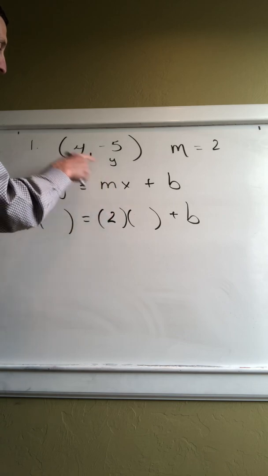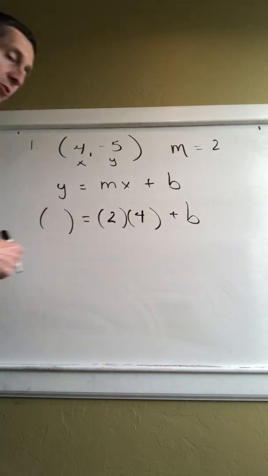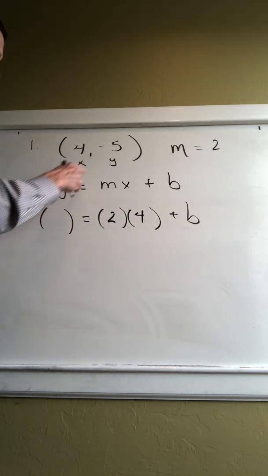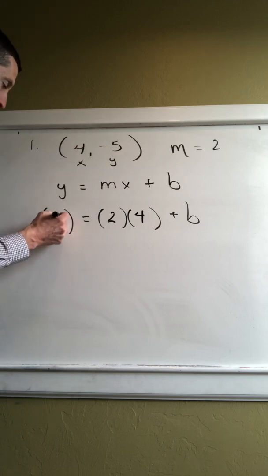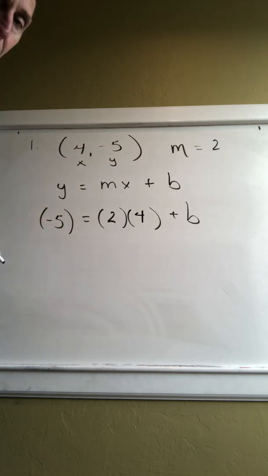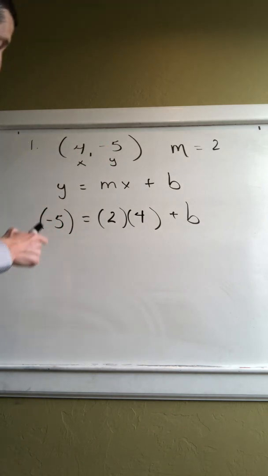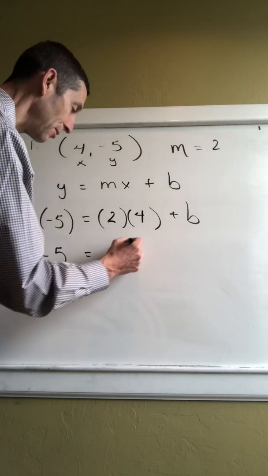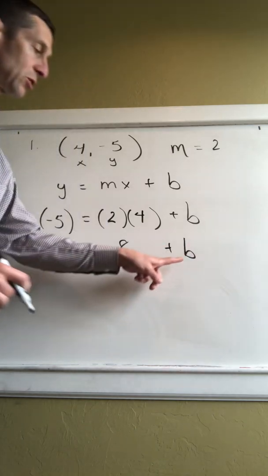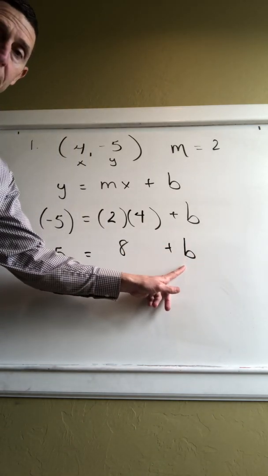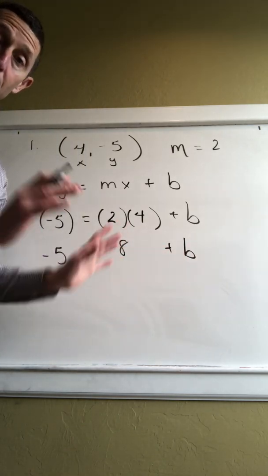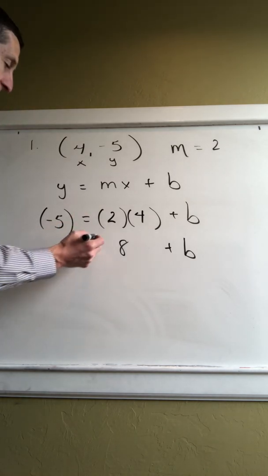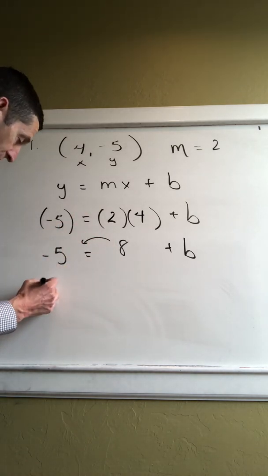So here's your x. X equals 4. You drop in the 4. Here's your y, -5. You plug in -5. And now it's math time. So here's -5. 2 times 4, that is 8. You were trying to solve for b, so leave b right where he is, and just get this 8 to this other side.